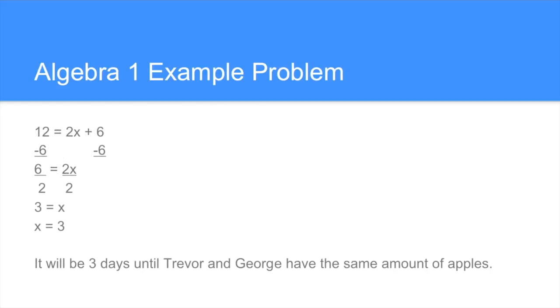The first thing you need to do is set the number of apples that George has, 12, equal to the number of apples that Trevor has, 6 plus the 2 his mother gives him every day. Then you go through and solve, and your answer ends up being x equals 3, which means it will be 3 days until Trevor and George have the same amount of apples.